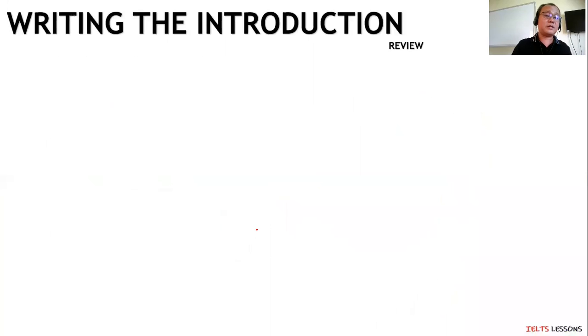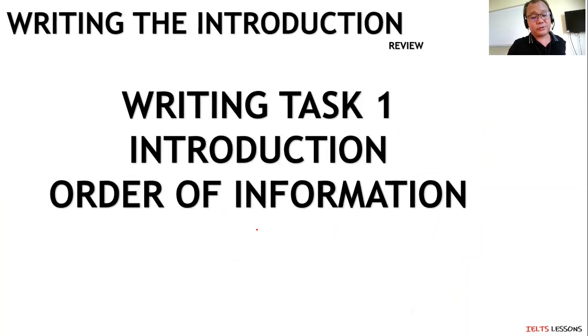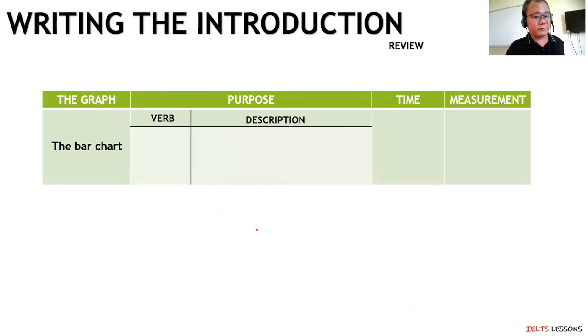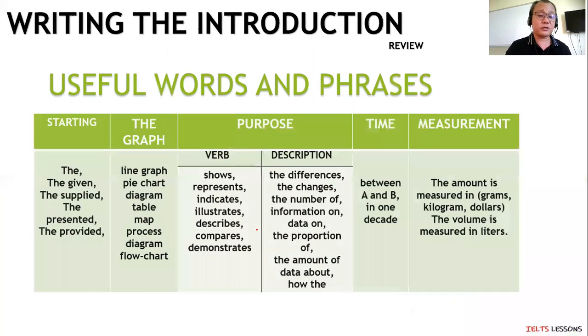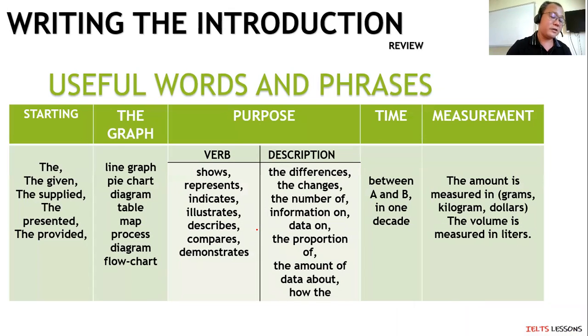Now moving on, let's review our writing of the introduction. Okay, I think it's easy. I think you have memorized the way in which we give the introduction. We have memorized the useful words and phrases to write our introduction. So we have the starting, the graph, the purpose, time, and measurement. That's the sequence, and you just have to replace the verbs with other verbs, and replace the descriptions with other descriptions too, because we are not allowed to copy what's in the topics.